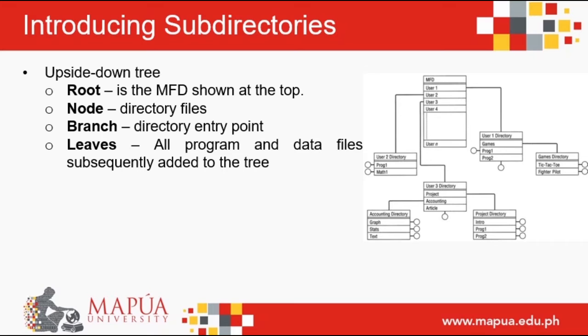In the upside-down tree, we have the root, which is the MFD shown at the top of the upside-down tree. The node is the directory files. Branch is the directory entry point, and the leaves are all program and data files subsequently added to the tree. Leaves are often represented by the circles here.